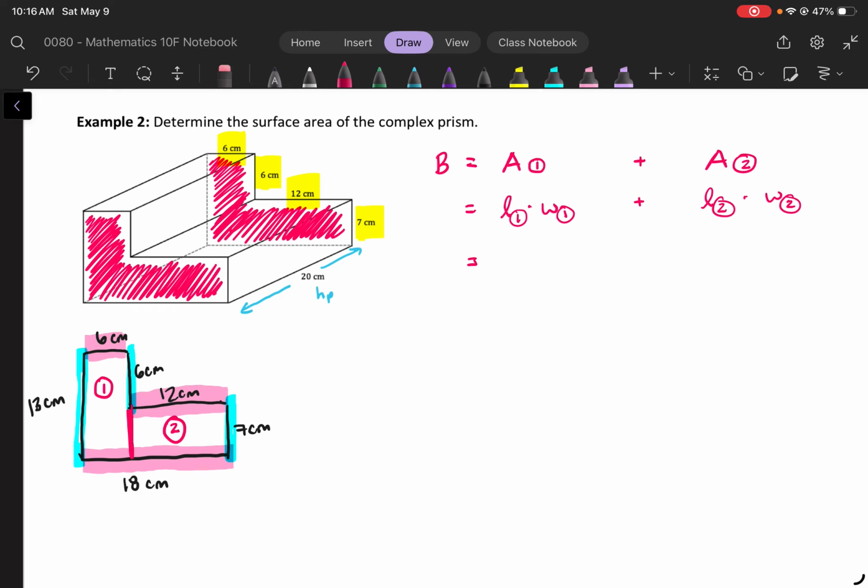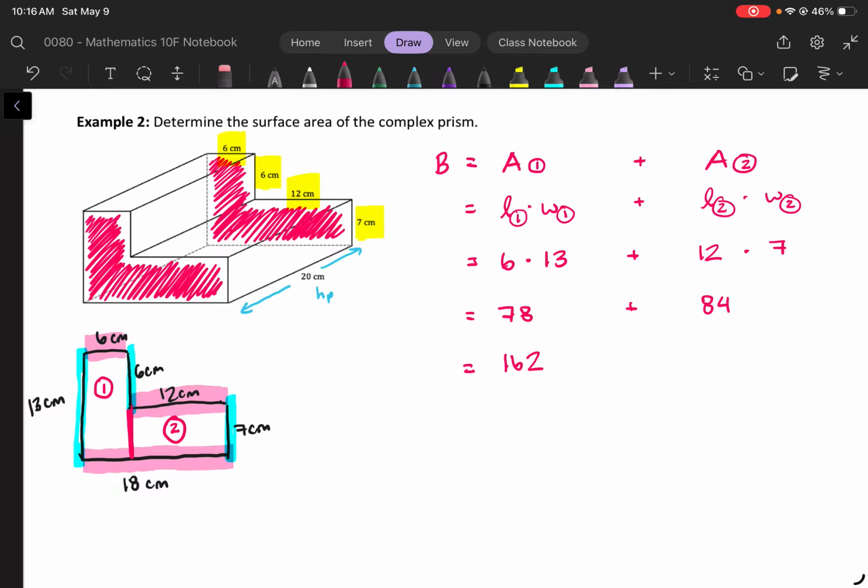Next here, I am going to plug in the numbers. So for my first rectangle, I have 6 and 13 as the dimensions. And for the second rectangle, I have 12 and 7 as the dimensions. Okay, and now we could go ahead and plug those in. 6 times 13 will give me 78. And 12 times 7 will give me 84. And when I add those together, 78 plus 84, I should get 162.